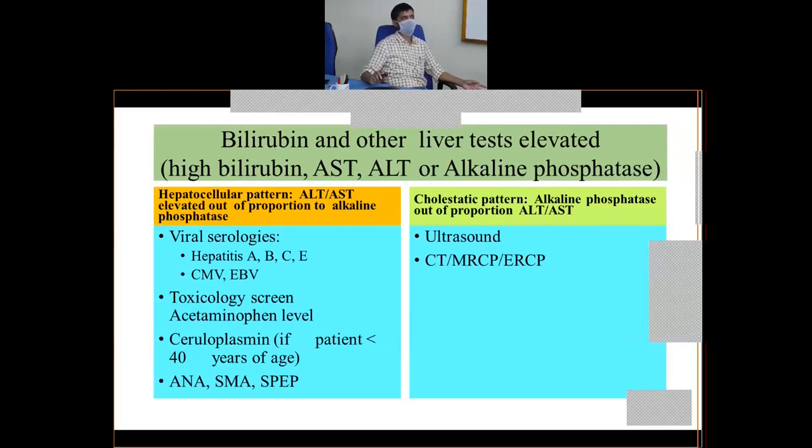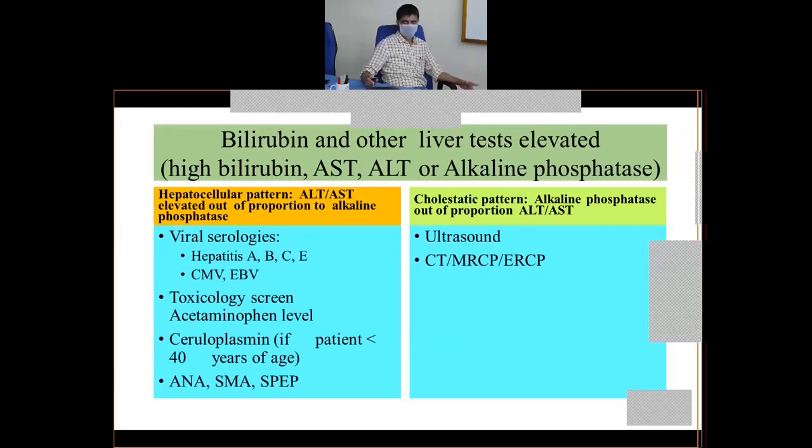Then for hyperbilirubinemia with AST, ALT, and alkaline phosphatase derangement, if it is hepatocellular, you have to send viral serology to rule out viral hepatitis. If that is normal, then you have to do toxicology screening and rule out Wilson's disease; you have to find out the ceruloplasmin level. Then, if you suspect autoimmune hepatitis, you have to send antinuclear antibody, SMA, then SPEP.